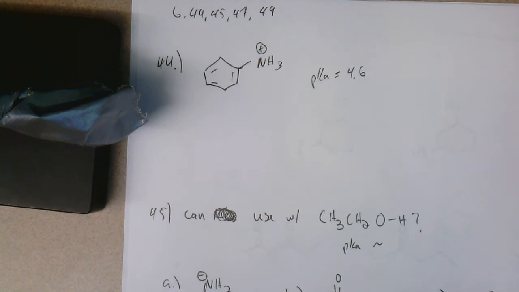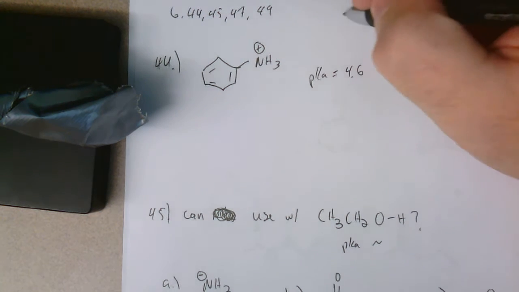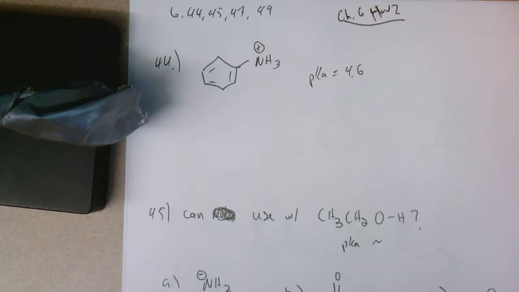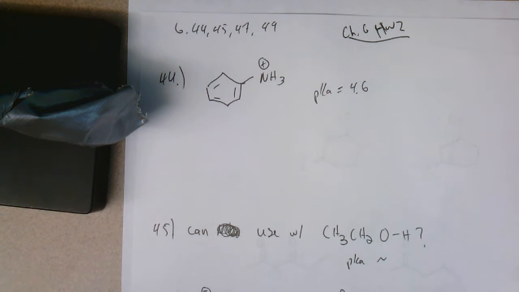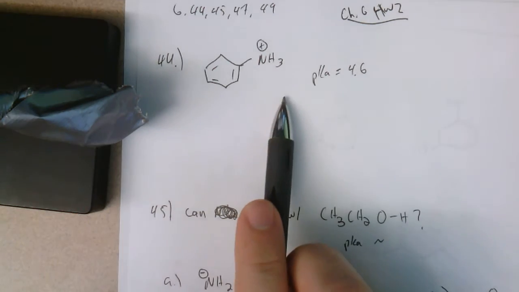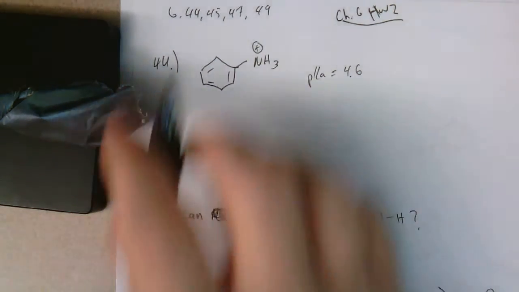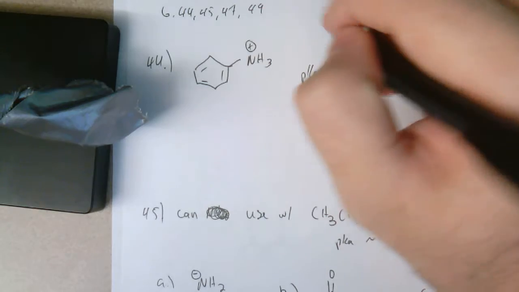Okay, now let's look at our homework. So this is chapter 6 homework 2 we're starting with. The first one asks us, if we have this molecule and it has a pKa of 4.6, at what pH would you expect mostly the uncharged form? At what pH would you expect mostly the charged form? So this is talking about the pKa of this acidic proton, this becoming like an NH2, right? It's talking about this reaction.